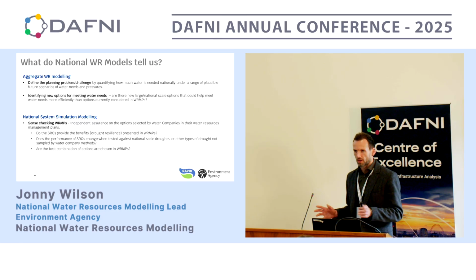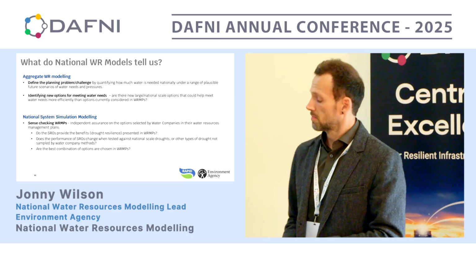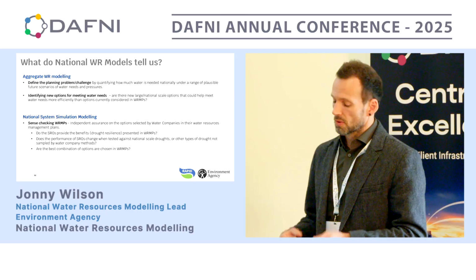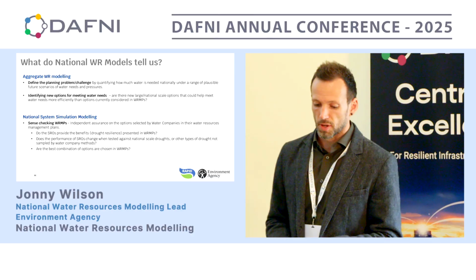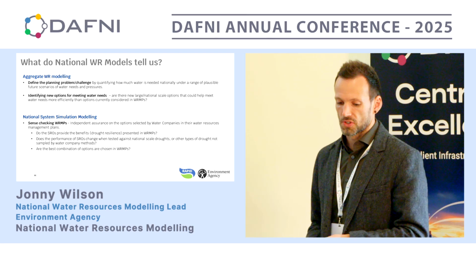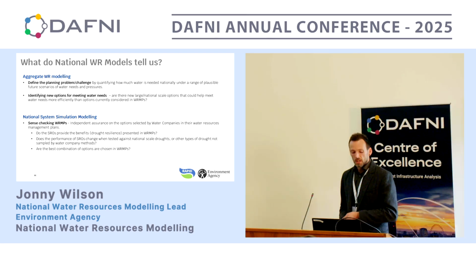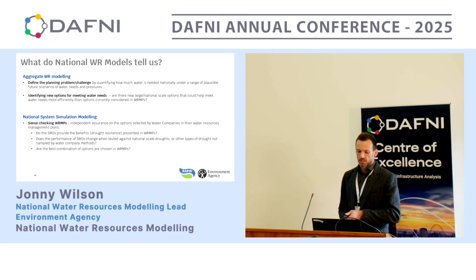So hopefully that's quite a bit of background and the tools that we've got. I guess bringing it back into reality and what we actually do with these tools. So for the aggregate modelling, the one that I just mentioned, we use that to define the planning problem and the challenge by quantifying how much water is needed nationally under a range of different kind of plausible future scenarios of water needs and pressures. We also use the optimizer to identify new options for meeting water demands. So asking questions like, are there new large-scale options that could help us meet water needs more efficiently than the options that are currently considered in WRMPs?